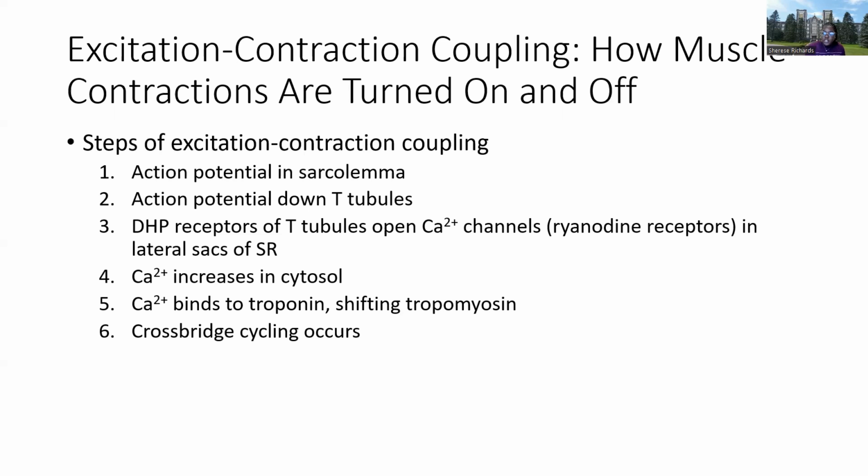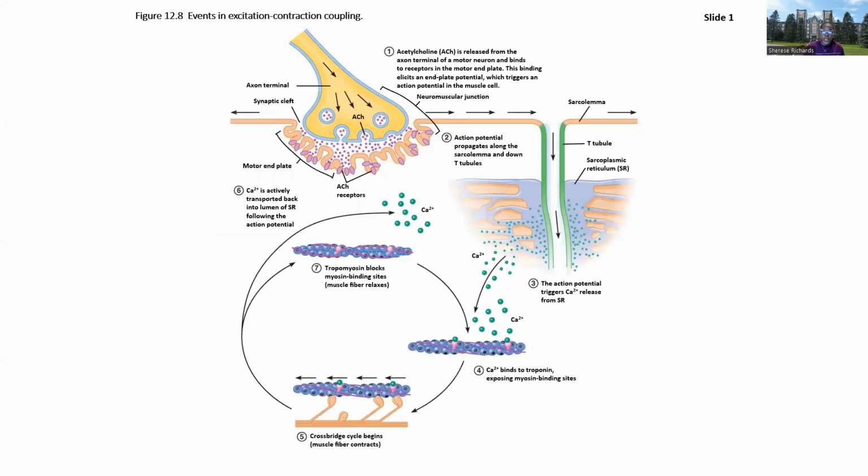Calcium can now bind to troponin, and then it can shift tropomyosin away from those binding sites, and then cross-bridge cycling can occur. So those are the steps between what's happening with the neuron up here at the neuromuscular junction.